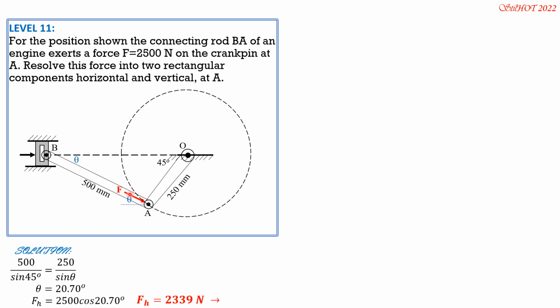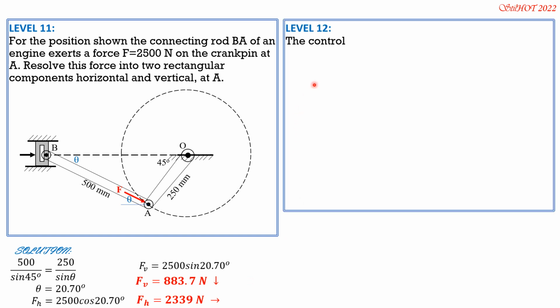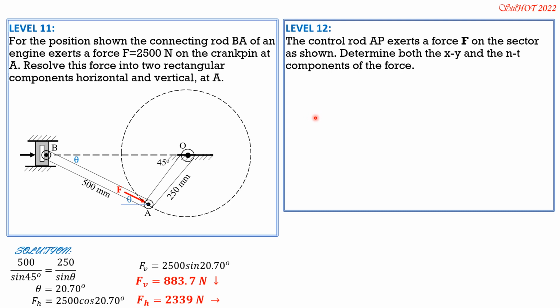While FV is going down, so it is F, 2500, opposite to theta, so sine of 20.7 degrees. So FV is 883.7 newtons downward. Level 12. The control rod AP exerts a force F on the sector as shown. Determine both the X and Y and the normal and tangential components of the force.